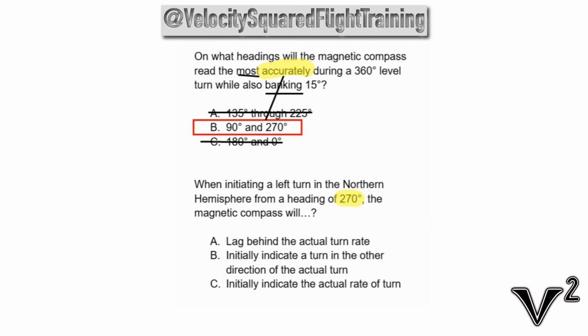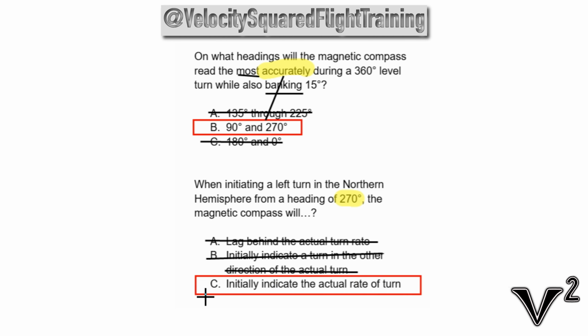Probably, is it going to do some lag behind stuff? No. Is it going to initially indicate a turn this way and then flip it? No. Why not? Well, none of that is happening over here at 270. It's probably going to just do what it's supposed to do, which is initially indicate the actual rate of turn. So it's kind of counterintuitive, I know, but on this one, you've got to look out for that. It's compass errors, but the answer is actually no error.